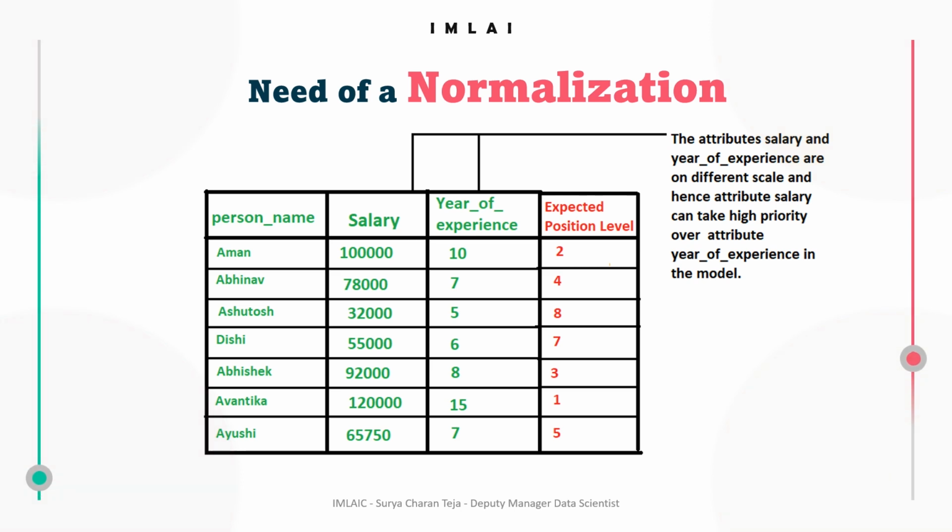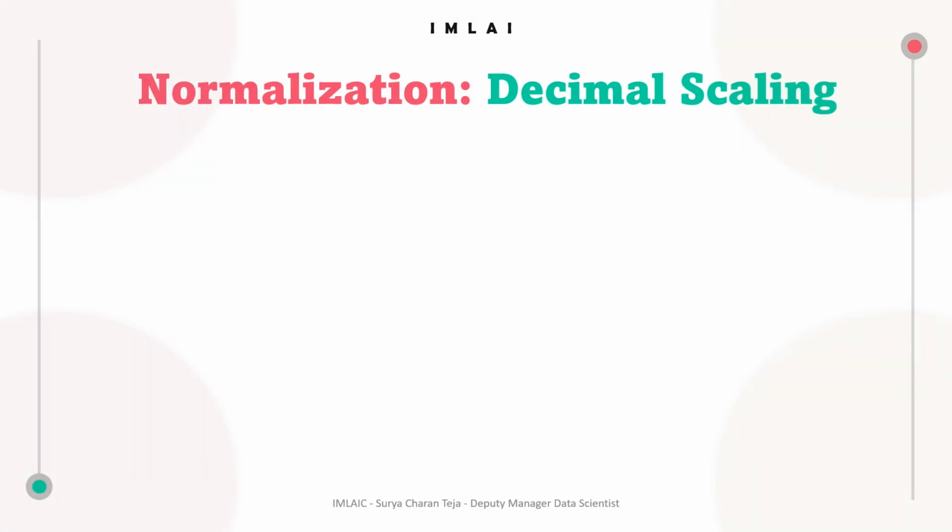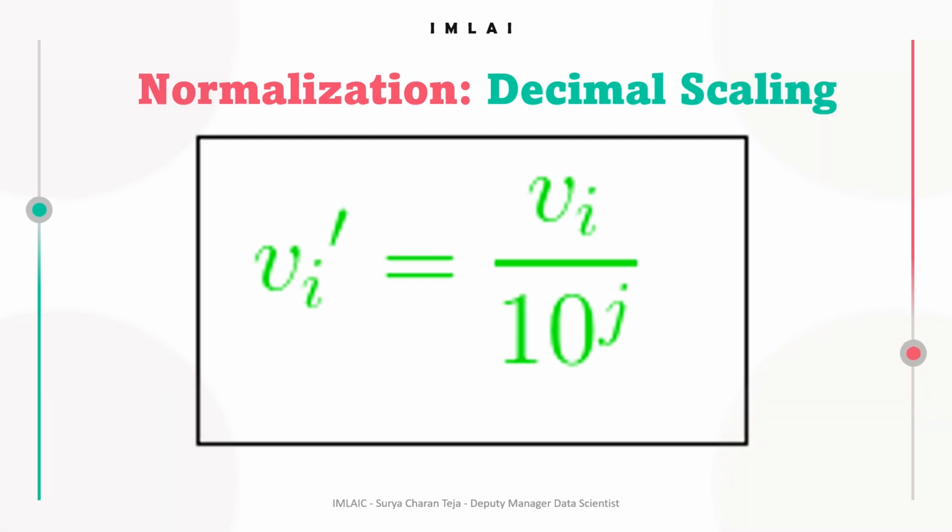Now let's look into the various types of normalization with an example. The first one is decimal scaling. It's pretty straightforward. The decimal scaling method normalizes by moving the decimal point of values of the data. That's why it's called decimal scaling. Again, I'm repeating, the decimal scaling method normalizes by moving the decimal point of values of the data.